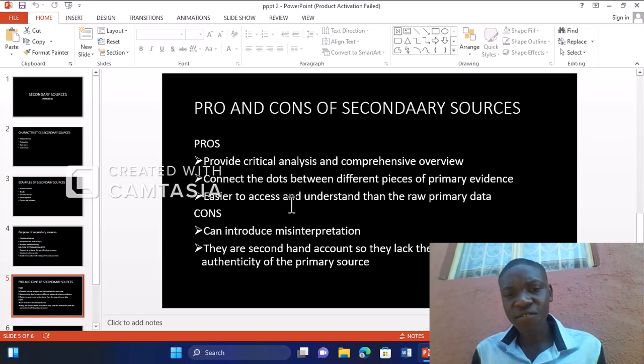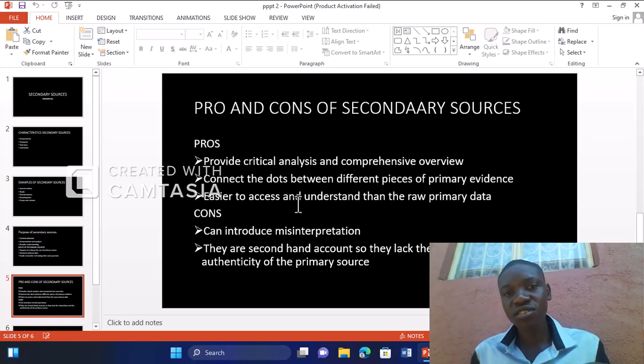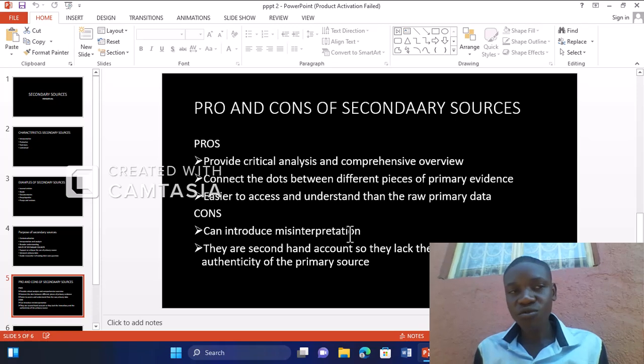It is easier to access and understand than the raw primary data, in the way that it is now meaningful, since the secondary source has analyzed and interpreted it. The disadvantages, which are the cons, are that they can introduce misinterpretation, in a way that someone might be speaking about something else, then you misinterpret him or misquote the primary source since you are the secondary source. By the time the information moves from the primary source and reaches the secondary source, then goes to another, its value is lowering and its accuracy is also lowering. They are second-hand accounts, so they lack immediacy and the authenticity of the primary source.